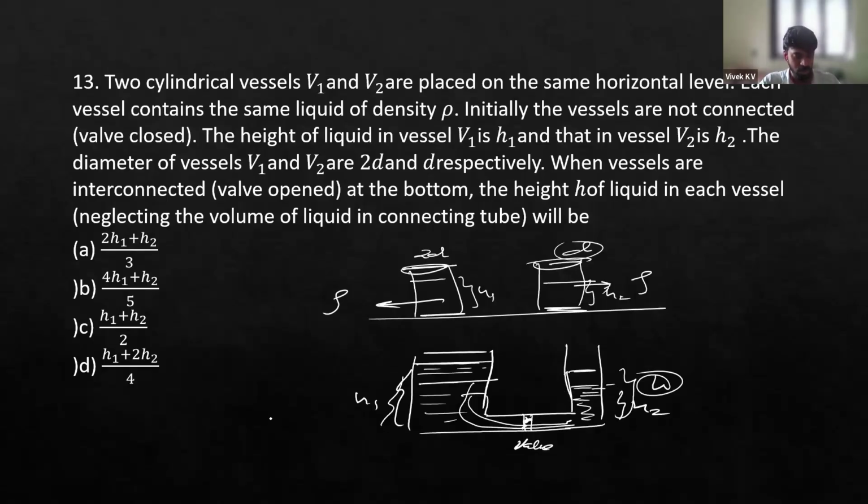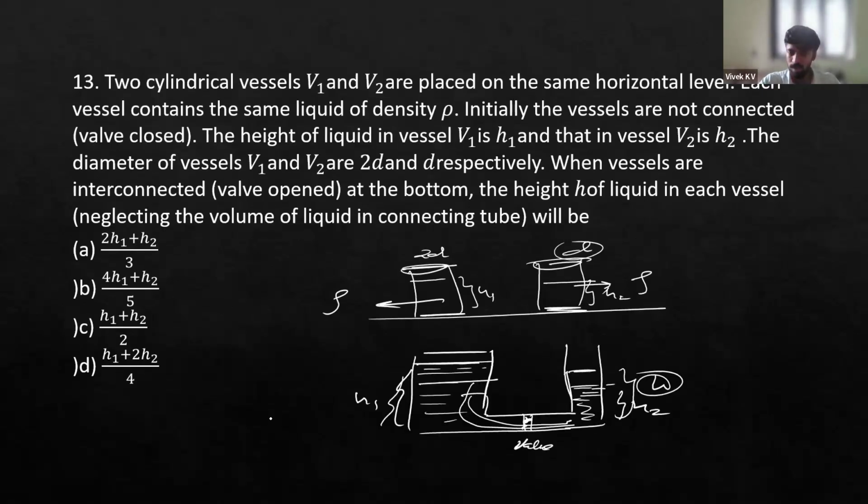So we are actually neglecting the volume of the connecting tube here. We have to find out the final height h of the liquid in the two vessels. So how do we solve that? We have two different bodies having height h1 and height h2, and we have to find the final height h. So we will write all the data which is given.